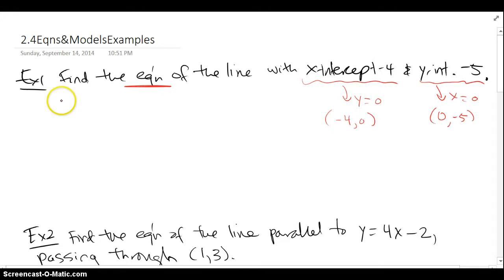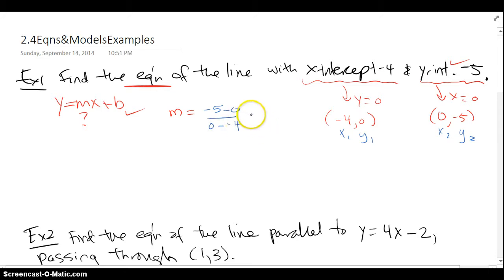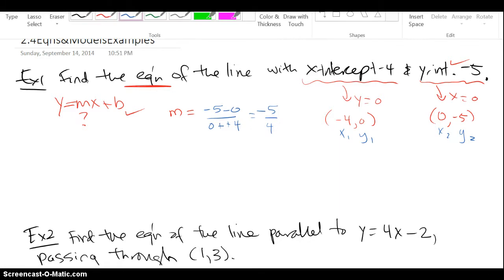Since it doesn't say anything, I'm going to say it wants it in y equals mx plus b form, or slope-intercept form. So I'm going to need to find the slope and the y-intercept, and it looks like the y-intercept I already have. It's given right here. I just need to go find the slope. So in order to find the slope, we're going to use the formula for slope. I'm going to call this x1, y1, x2, y2. So I have -5 minus 0 over 0 minus a -4. That's going to switch into a positive and give me -5/4 for the slope of this line.